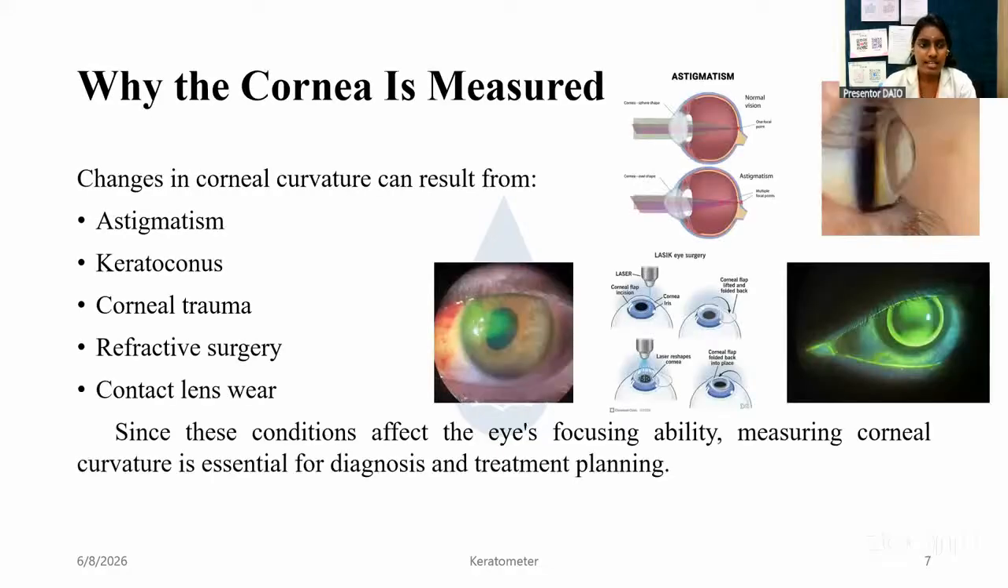Why is the cornea measured? Changes in corneal curvature can result from these conditions. Astigmatism, where multiple focal points reach the retina and irregular corneal curvature causes different refractive power. Keratoconus, a bilateral progressive condition where ectasia is happening. Corneal trauma, refractive surgery, and contact lens wear, where changes in corneal curvature happen. Since these conditions affect the eye's focusing ability, measuring curvature is essential for diagnosis and treatment planning.